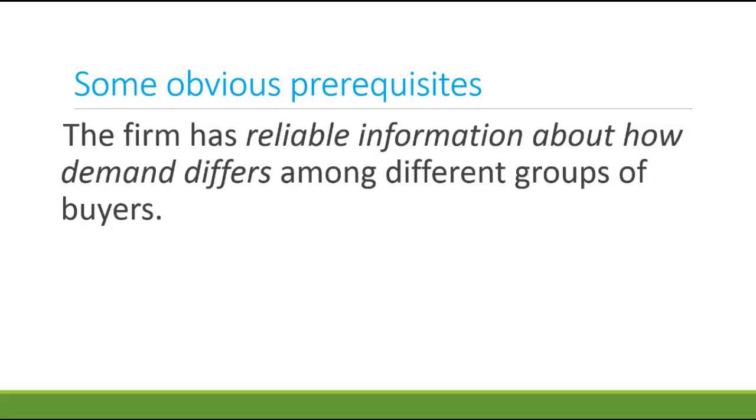First, obviously the firm needs some information about how demand actually differs among these different groups of buyers. We don't know anything about individuals so much as we know about how individuals with different characteristics differ. So we can't carry out first degree or perfect price discrimination, but we know at least that on average, people in different groups are systematically different from each other.